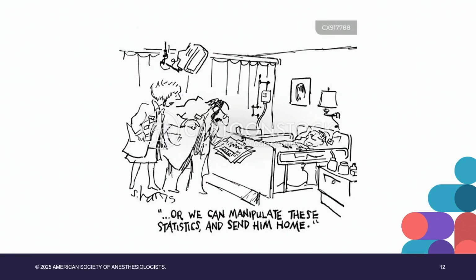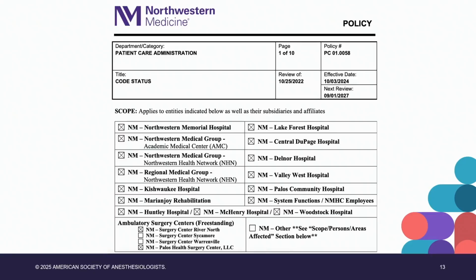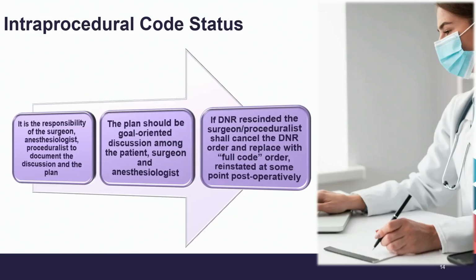So how do we actually go about instituting this? And if your institution's anything like my institution, you have to have a policy. Nothing happens without a written policy. So this is an example of our policy that we have addressing code status, and this is throughout the hospital, but there is a section on intraprocedural code status summarized here. It says that it is the responsibility of the surgeon, anesthesiologist, or proceduralist to document the discussion and the plan with the patient. The plan should be goal-oriented among the patient, the surgeon, and the anesthesiologist.